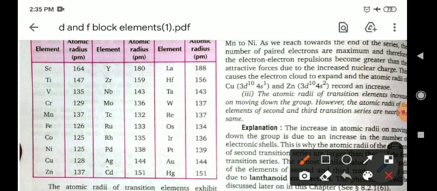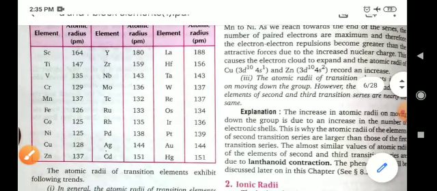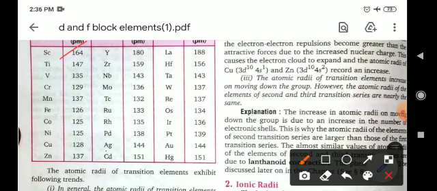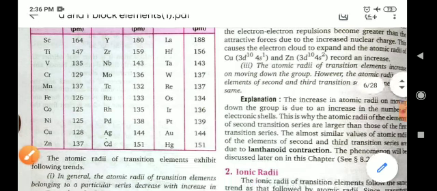Okay, if you see, going from left to right in a period or series, the atomic radii decrease gradually in all the series, because the force of attraction between the outermost electron and the nucleus increases. Scandium has 164 picometer and zinc has 137. So atomic radius decreases along the series.